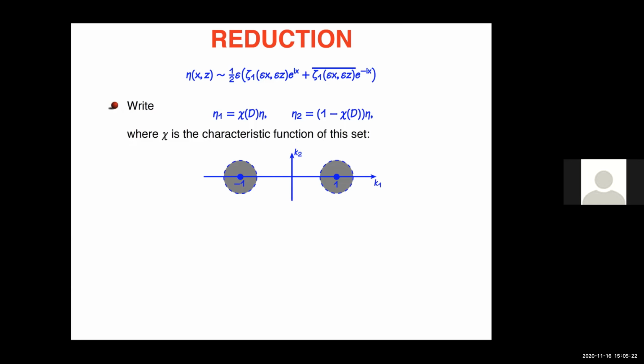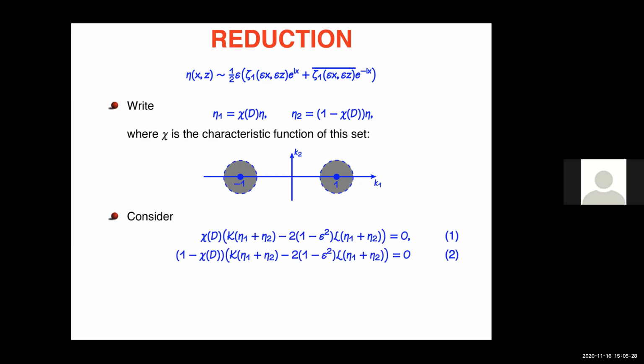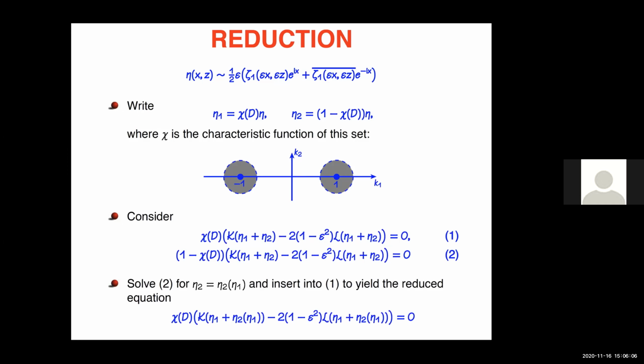Now we look at the equation itself, which is script k eta minus c squared script l eta equals 0. Here I've put c squared is 2, 1 minus epsilon squared as before. I've written eta as eta 1 plus eta 2, according to the splitting written above. And then I've used the same procedure on the equation itself. I've split it into two parts by multiplying by chi of d and then 1 minus chi of d. Now, when you look at those two equations, you find that you can actually solve the second equation for eta 2 as a function of eta 1. And inserting this into the first equation, you get a reduced equation for eta 1.